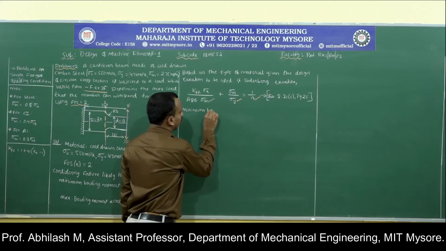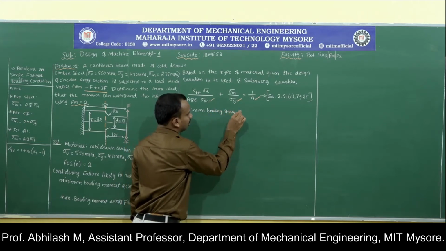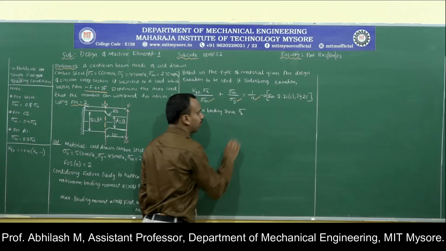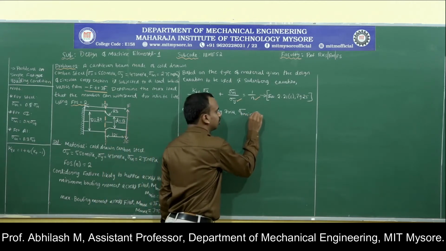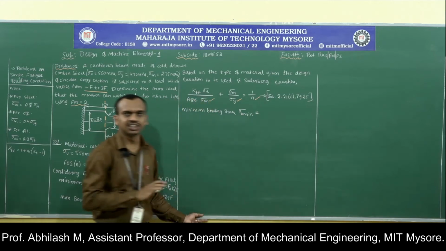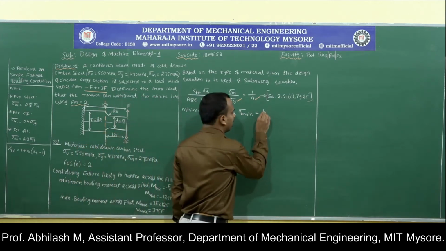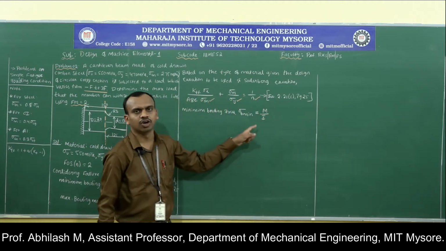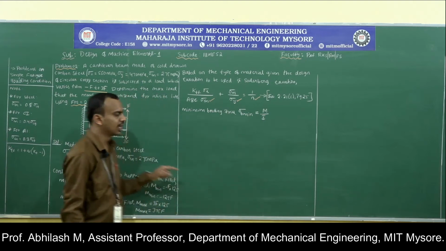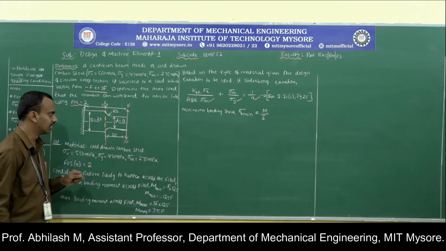Minimum bending stress, which is denoted by sigma B, is minimum. In general, we know that bending stress is given by M divided by I, where I is the moment of inertia, which depends upon the type of cross section that we are going to consider.